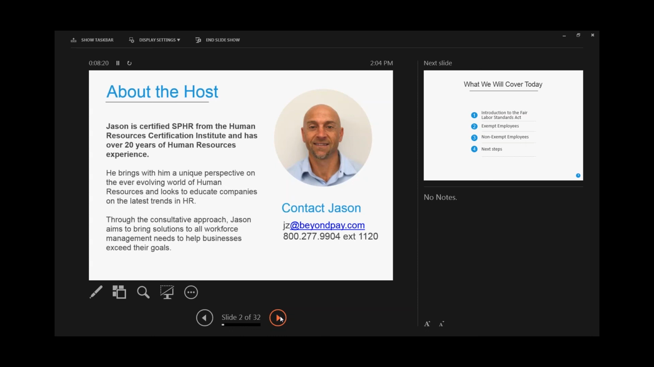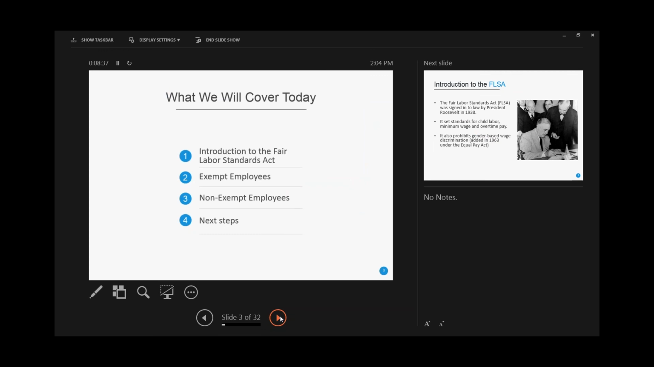Our goal today is to help prepare you to evaluate where you stand with respect to properly classifying your employees as exempt or non-exempt, and to help you defend your decision in the event of an audit or if a claim is brought against you by a current or former employee. So today we're going to cover basically four topics. We are going to look at the introduction to the Fair Labor Standards Act. We're going to look at exempt employees. Then we're going to look at the definition of non-exempt employees, and then we're going to talk about next steps and a little bit about the new provisions to the law.